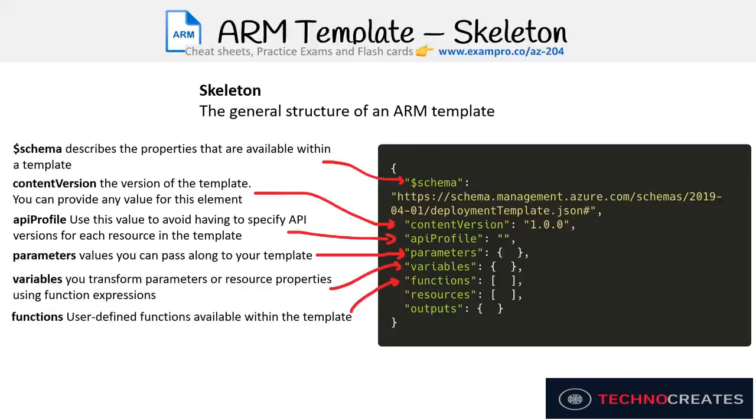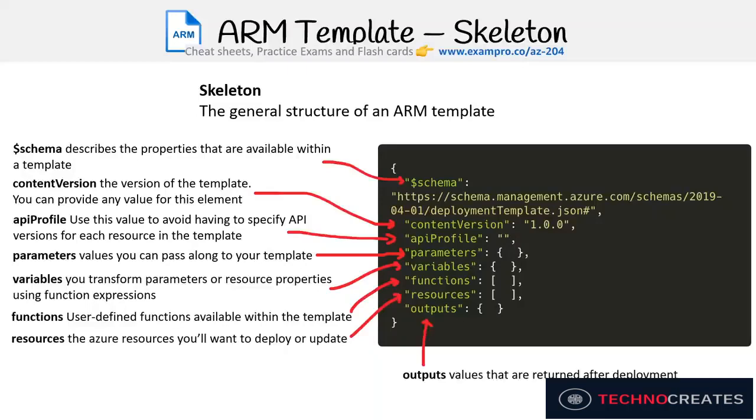You have functions. These are user-defined functions available within the template. You have resources. These are the Azure resources you want to deploy or update. And then you have outputs, and these are the values that are returned after deployment. So let's go more deep into some of these things.